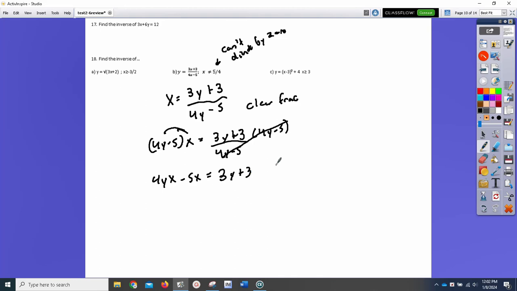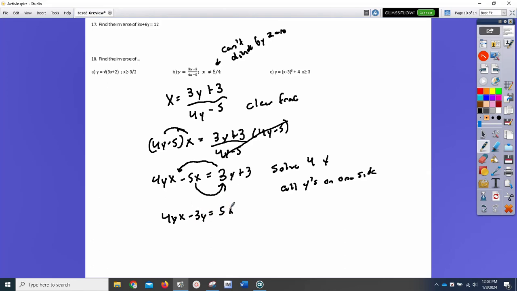And what we're doing here is solving for y. All y's on one side. So this guy is going to come over here and everything else on the right. 4yx minus 3y equals 5x plus 3. Now we're going to factor: y times 4x minus 3 equals 5x plus 3.